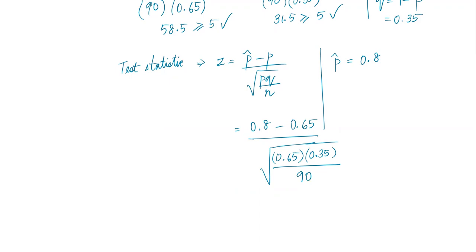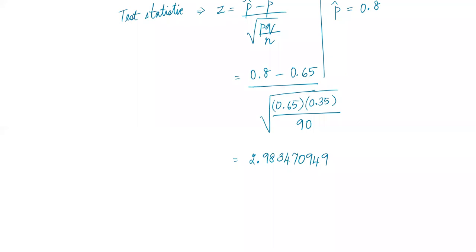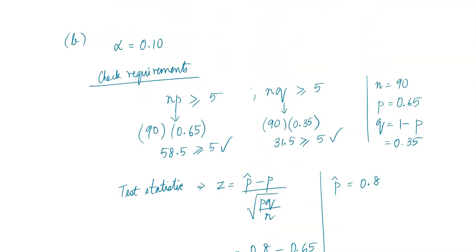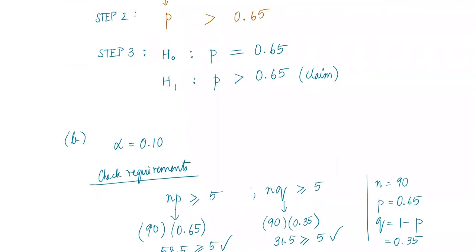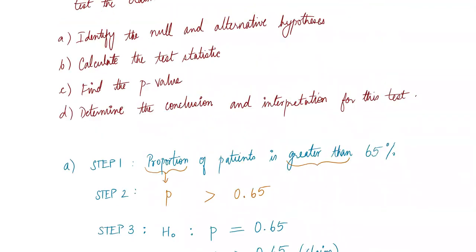Pull out your calculator and find the value for this. What we see here is that it comes out to be 2.983470949, which you can round to 2.983, if you will. And that is your test statistic. So we answered part B. And we did this manually. So I'm coming to the calculator part. It says find the p-value.